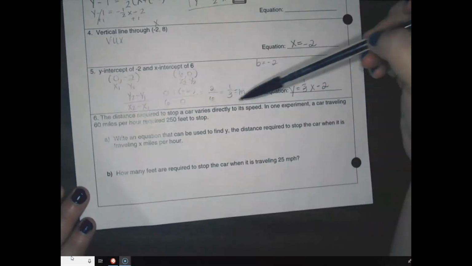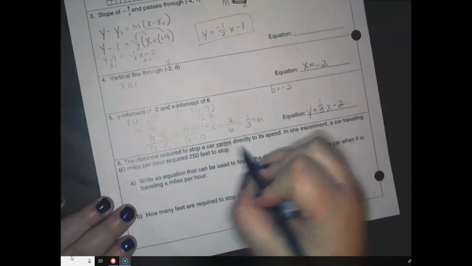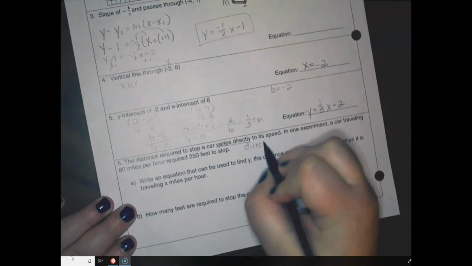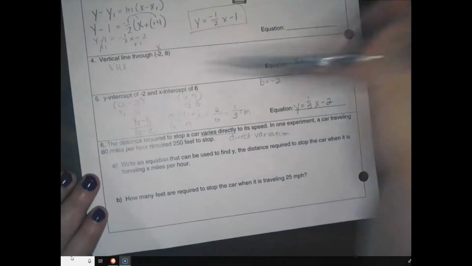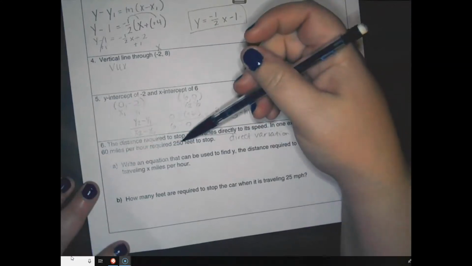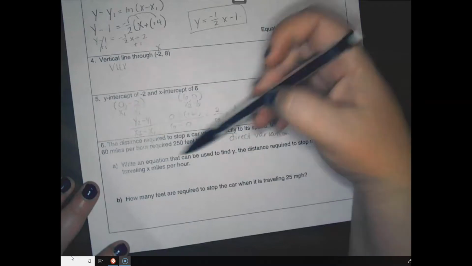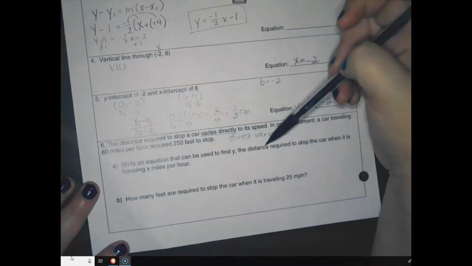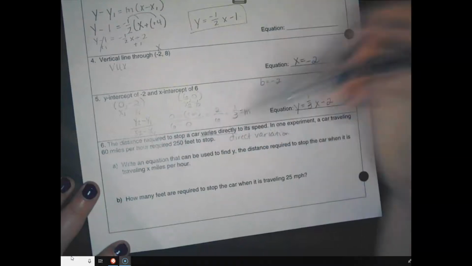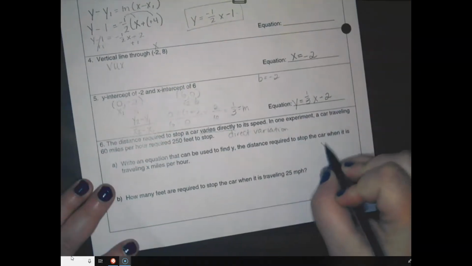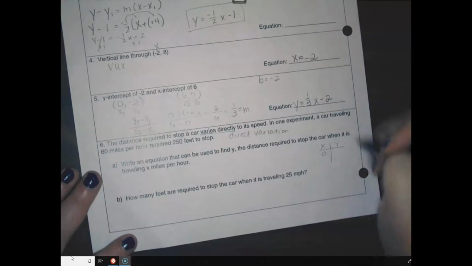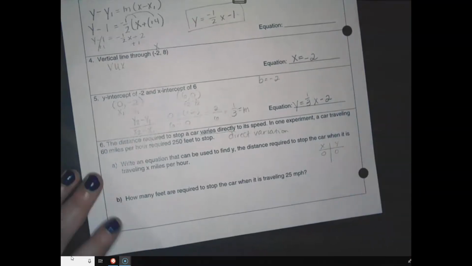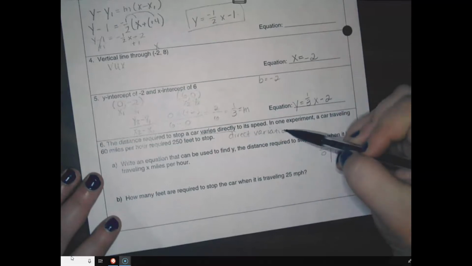Alright. The distance required to stop a car varies directly, which tells me this is a direct variation. In one experiment, a car traveling 60 miles per hour required 250 feet to stop. Write an equation that can be used to find y, the distance required to stop when it's traveling x miles per hour. So we have x and y, and we know that when it's going nowhere, when we have 0, it's going to be 0. Mainly because of direct variation, also because of the situation.